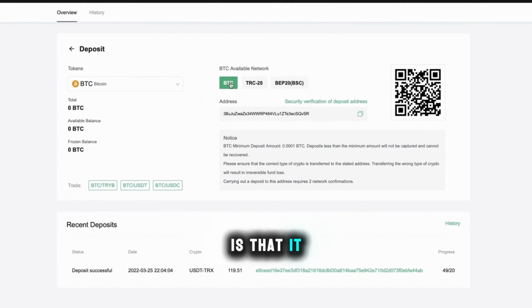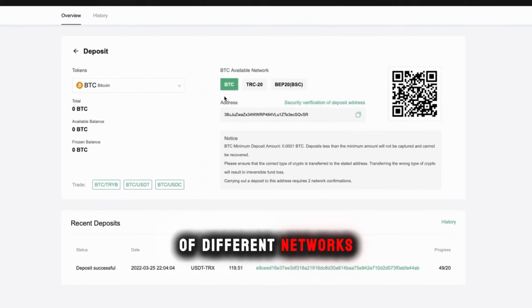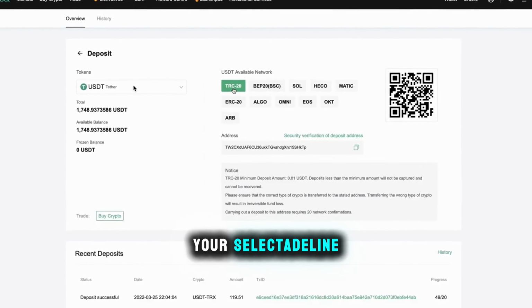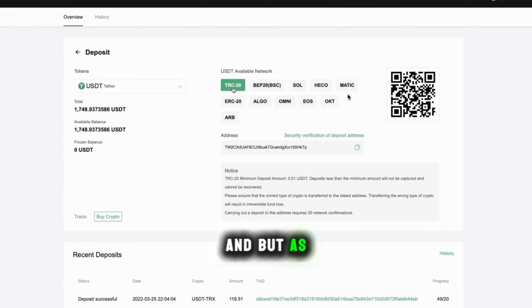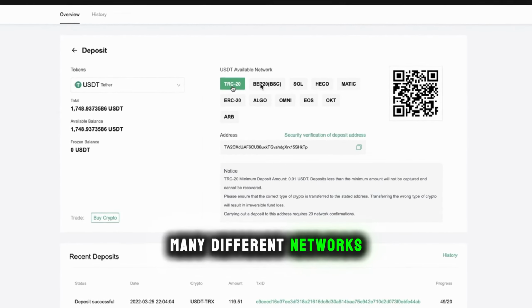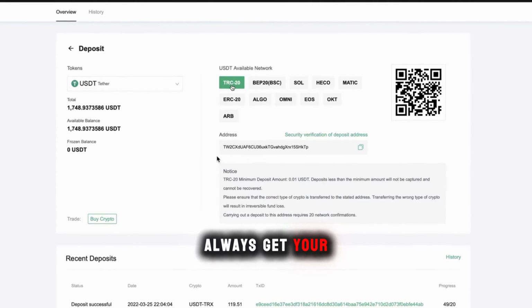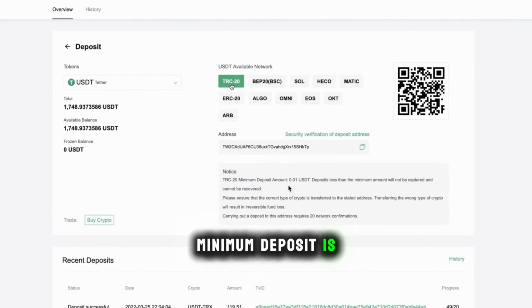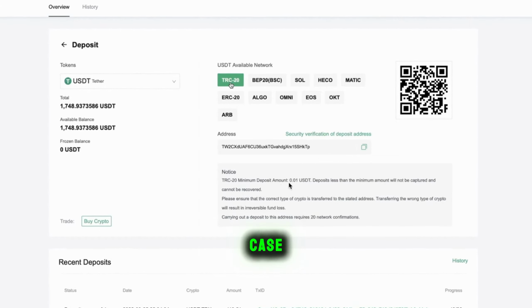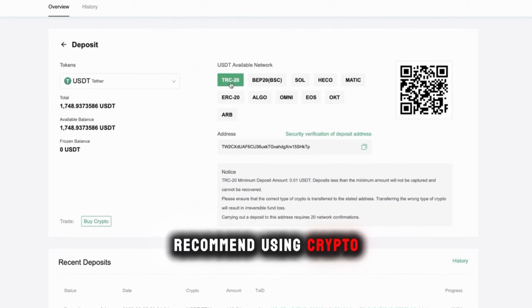One thing I also like is that it offers a lot of different networks. For example, I like to use US dollar Tether in combination with a Tron network. But as you can see, it supports many different networks that you can use, and you will always get your deposit address down here. Minimum deposit is also only 1 cent in this case, and it has no deposit fees at all. So I definitely recommend using crypto deposit.